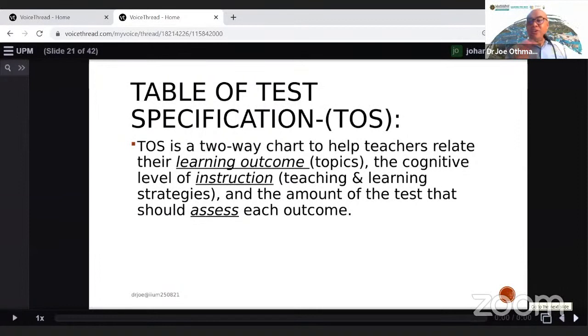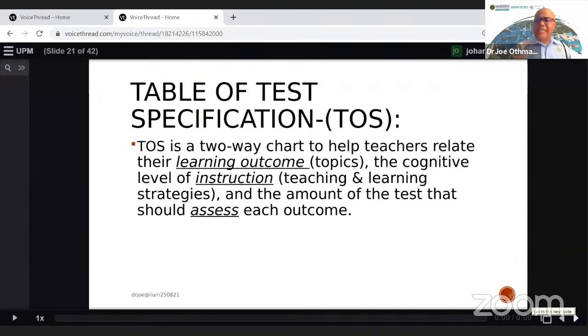Well, even though it's not mandatory or compulsory, it is good to have. If you are in an examination unit, even in university or in any department, for your common test, let's say you have your common test. It is a two-way chart to help teachers relate their learning outcome, which is what topic they want to put in the test, the cognitive level of instruction, their teaching and learning strategies.